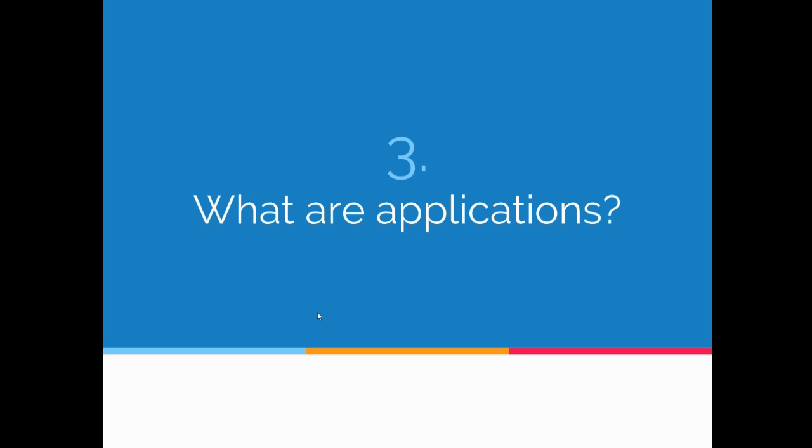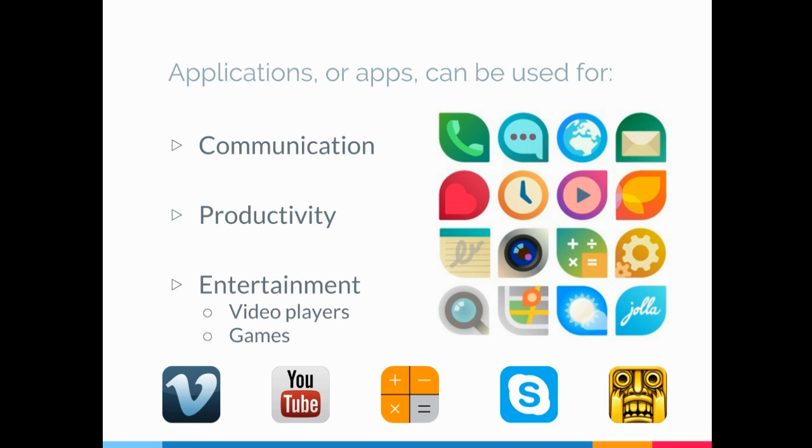Next, what are applications? Applications, or apps, are programs that run on your computer or mobile device. So those are the laptops, the tablets, and it allows you to do something. In specifics, some applications are used for tasks and others are used for fun. As we can see here, they're mainly used for communication, productivity, and entertainment. That can include video players and games.